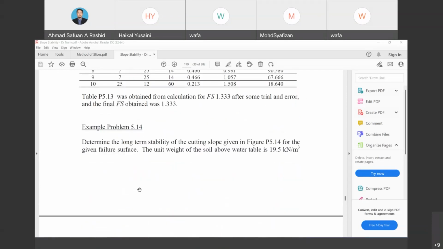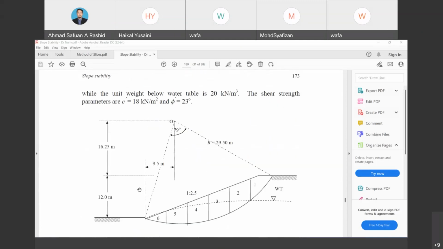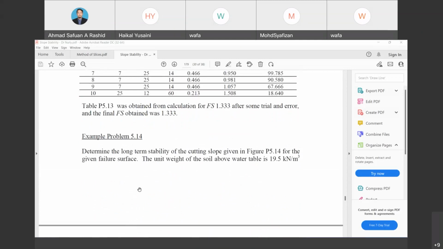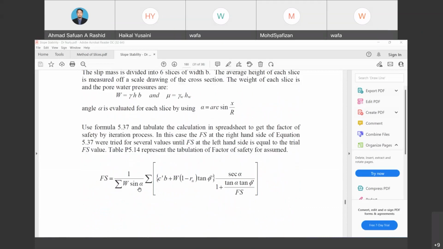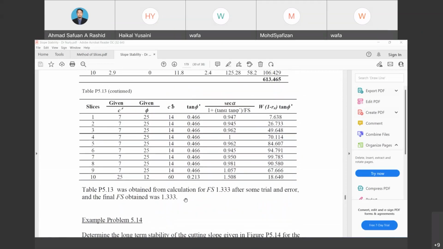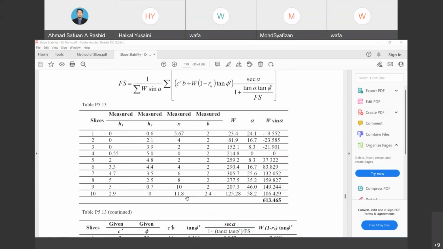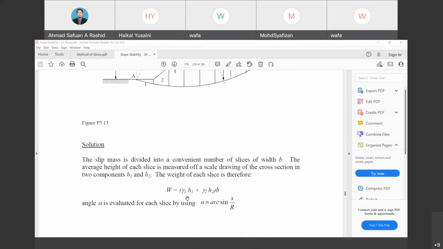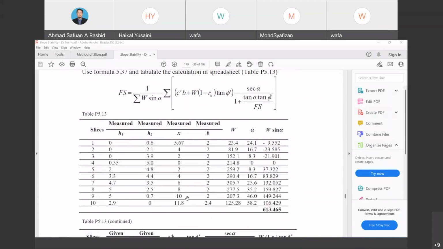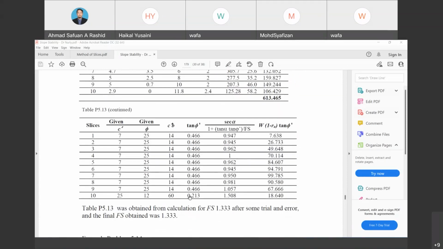So 5.14. Okay, unit weight. I guess the same procedure, but for the slice number 1, she doesn't do trial and error. What is the value for the factor of safety? I guess she already used 1 for the factor of safety value, and then the value is equal to 1.33 after some trial and error, but she doesn't prove it.